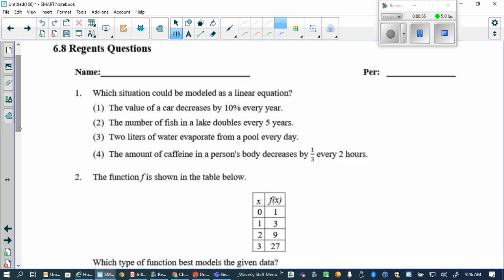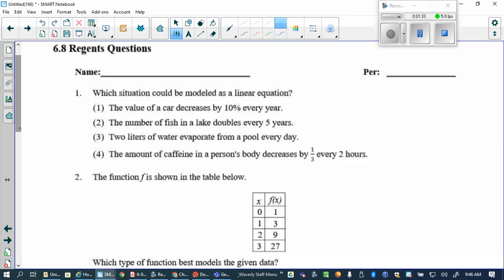So what do you think in number one? Which one of those could be linear? Which one would have a constant rate of change? Not be multiple. Well, 10% depreciates 10% each year, right? So it means 90% remains. So each year it's 90% of a smaller amount, right? So will that rate of change be the same?